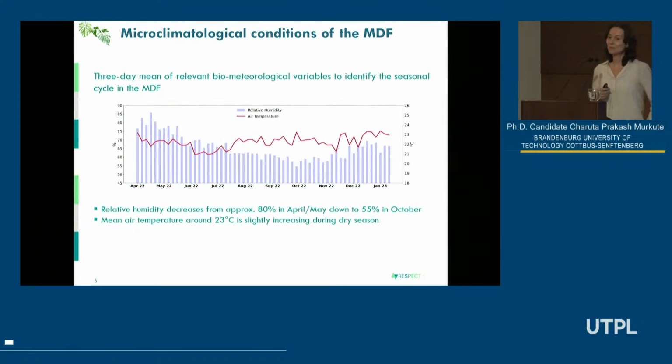So, our results so far. We start with the microclimatological conditions, the basic variables as already mentioned. You can see we start here in April 2022, and the last data set we have so far analyzed is mid of January 2023, and we see we have a clear signal in the relative humidity with higher values during the rainy season, and then it decreases from approximately 80% in April down to 55% in October, and we also see the signal in the temperature with a mean temperature around 23, with slightly increasing values during the dry season.